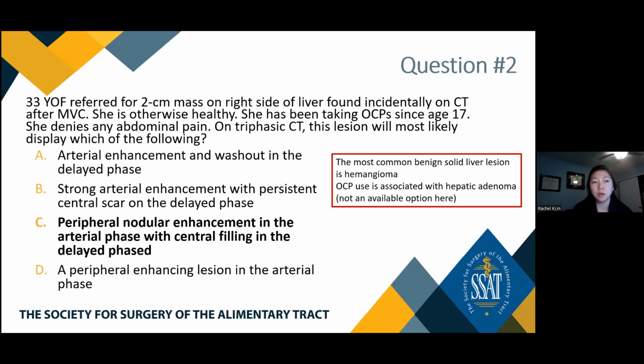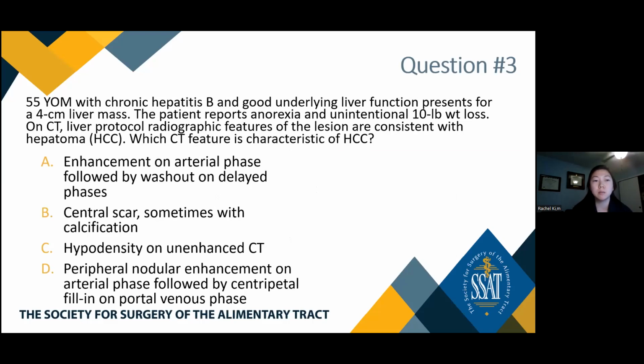Arterial enhancement and washout on the delayed phase, that's associated with malignancies. Remember that malignant tumors have that washout on the delayed phase, so HCC. The central scar is associated with focal nodular hyperplasia, and then the peripheral enhancing lesion in the arterial phase is kind of a non-distinct term, but it might be associated with other malignant tumors. But remember that the most common benign lesion is a hemangioma, and the imaging characteristic that's associated with that is peripheral nodular enhancement.